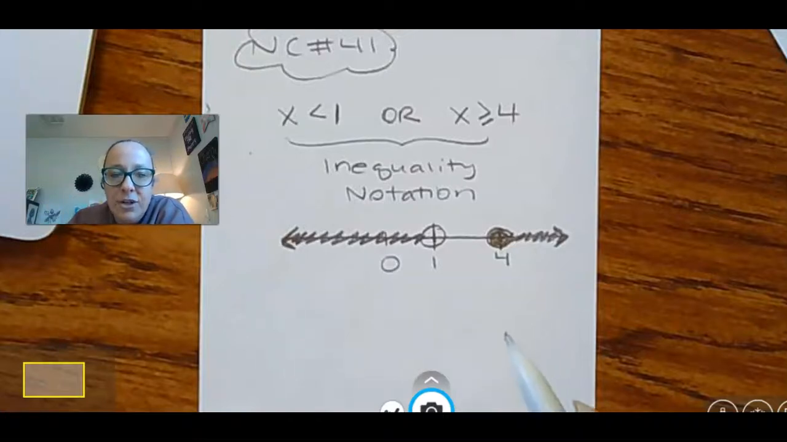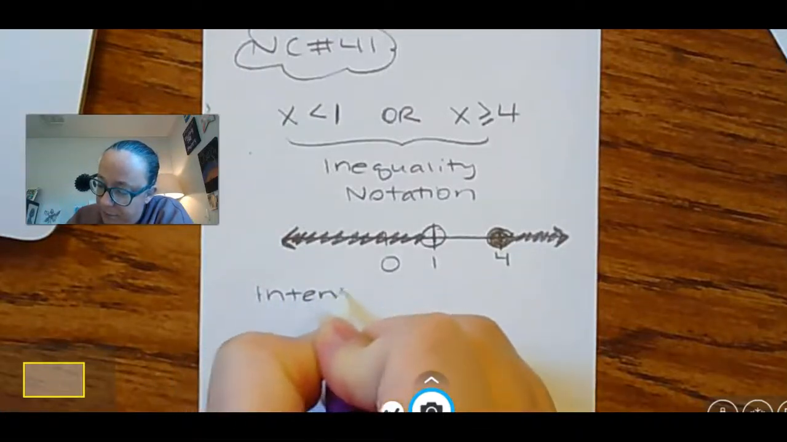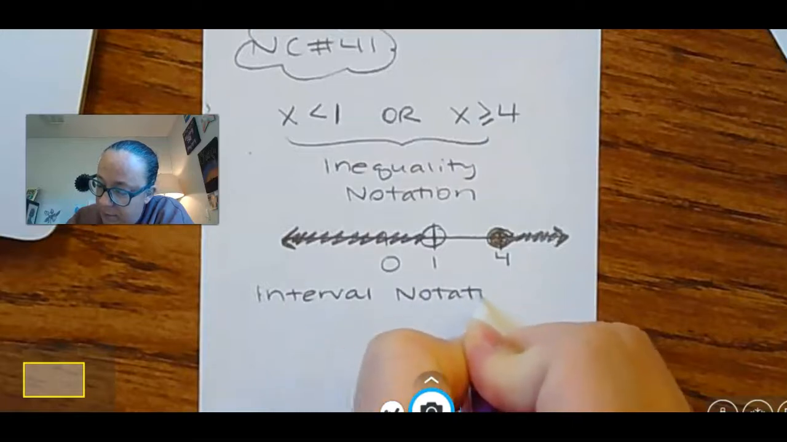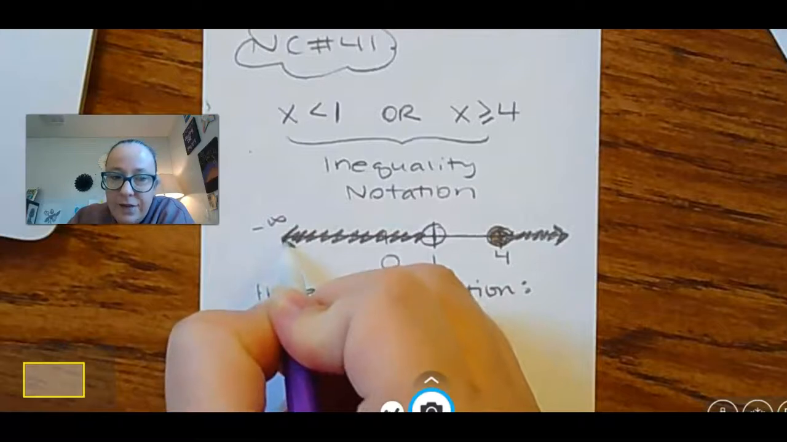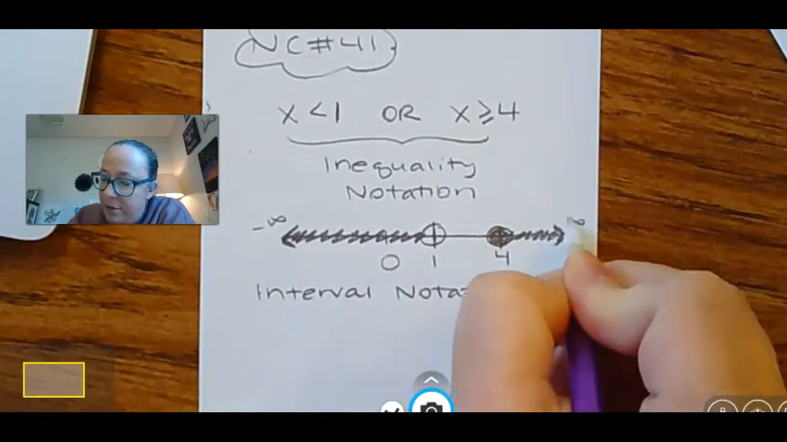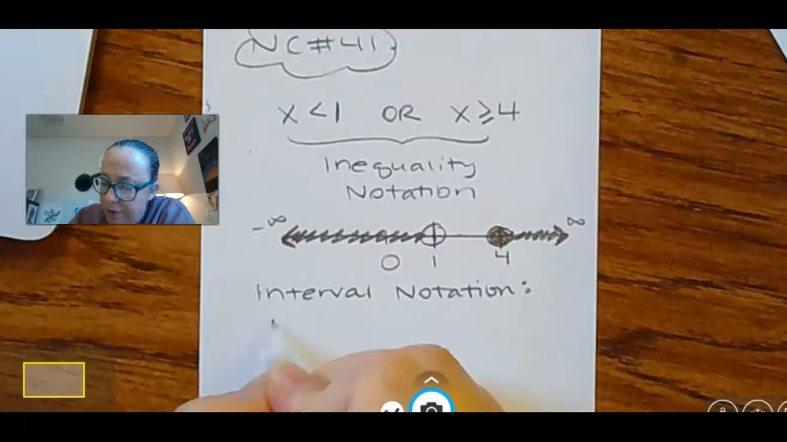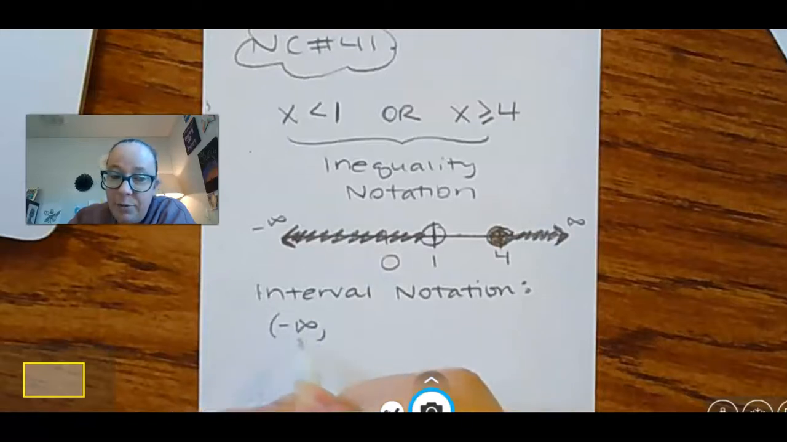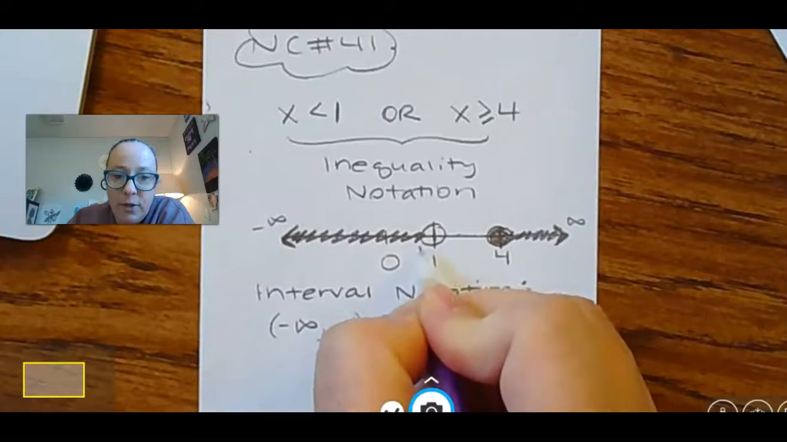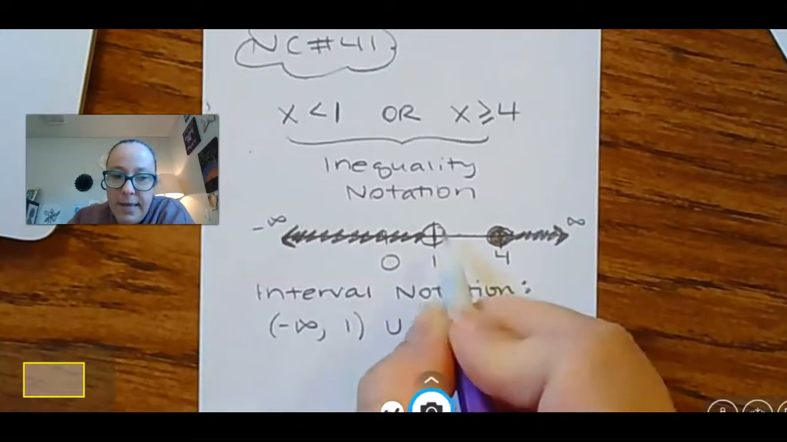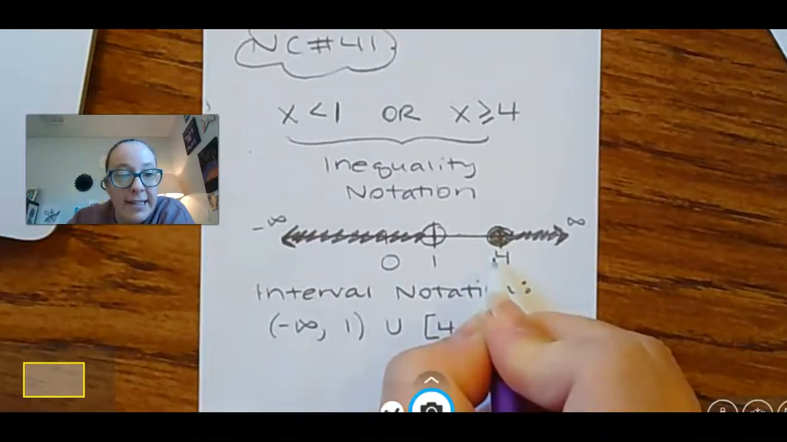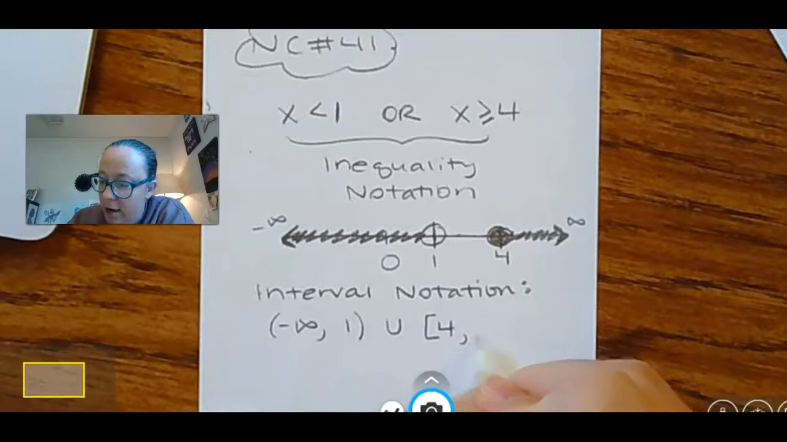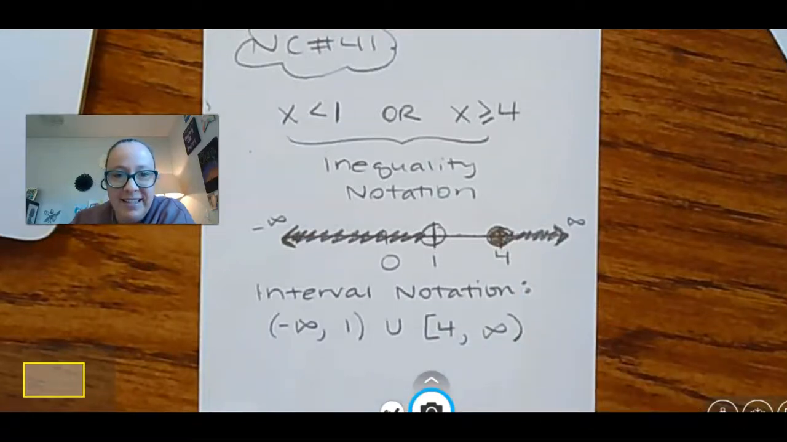And what is that in interval notation? We start left to right. Keep in mind, this is unbounded on the left, so that's negative infinity. And this is unbounded on the right, so that's infinity. So we go left to right, negative infinity, no bracket there, parentheses, span to 1 with a parenthesis because that's an open circle. And then we have a union because it splits the domain up. So union, bracket 4 because the 4 has a closed circle, span or comma to infinity, parentheses. That's note card 41.